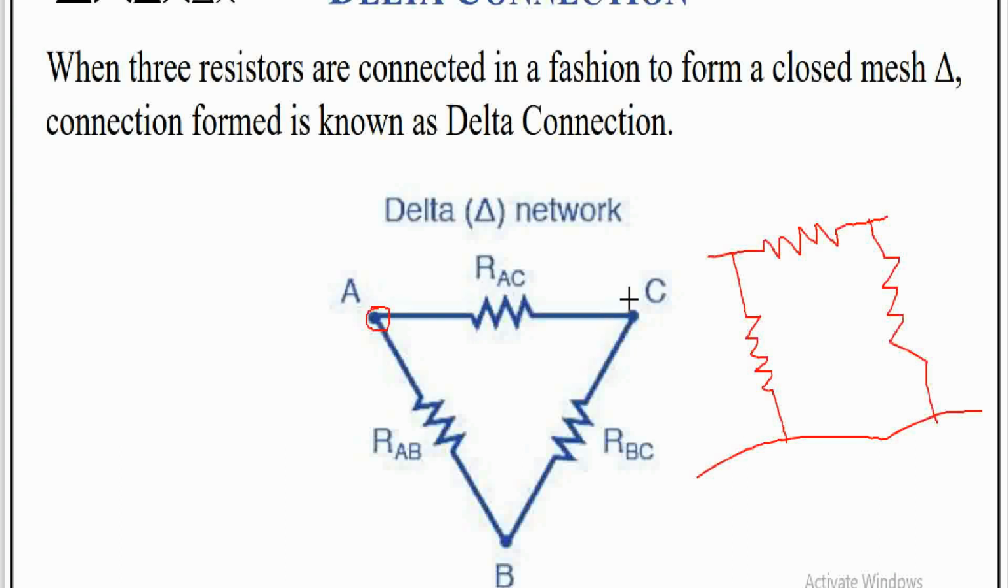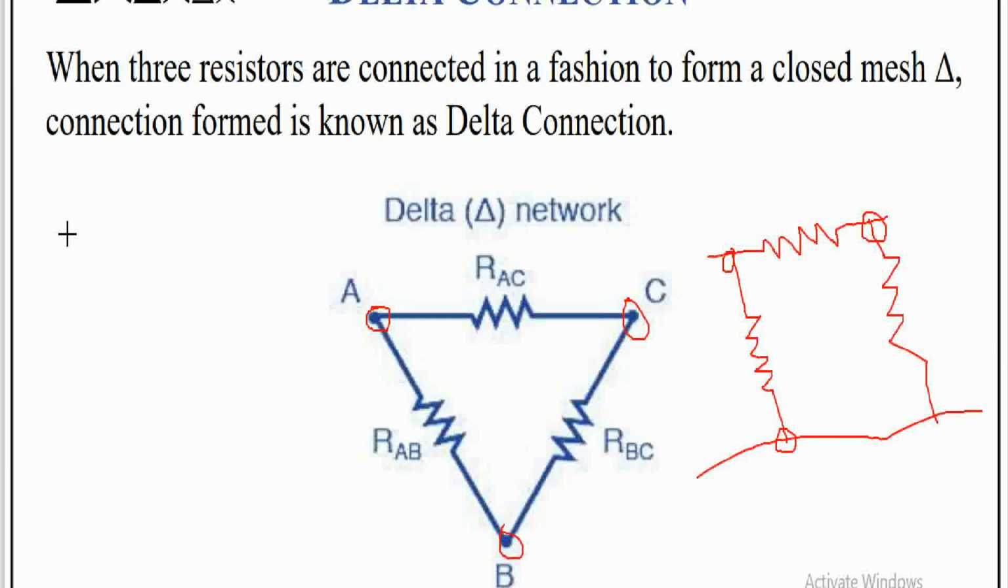So this is a common point for these 2 resistors. This is a common point for these 2 resistors. This is a common point for these 2 resistors, and so on for each pair.